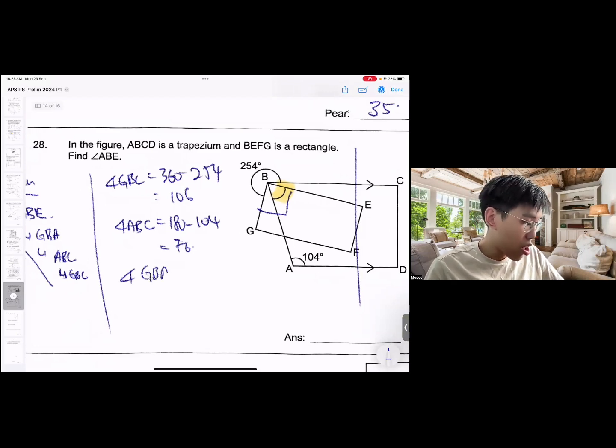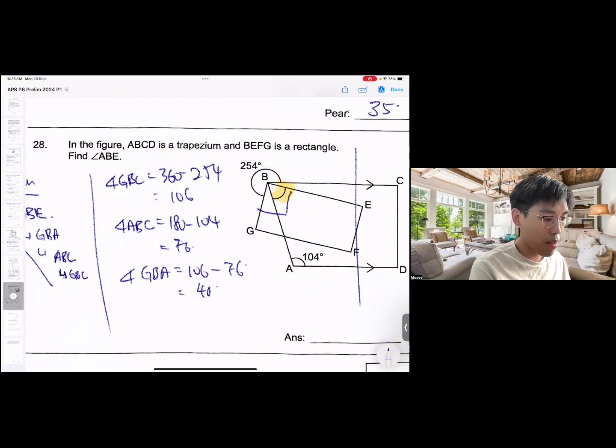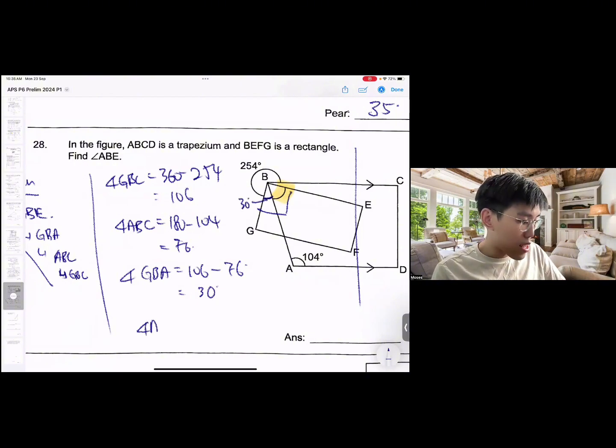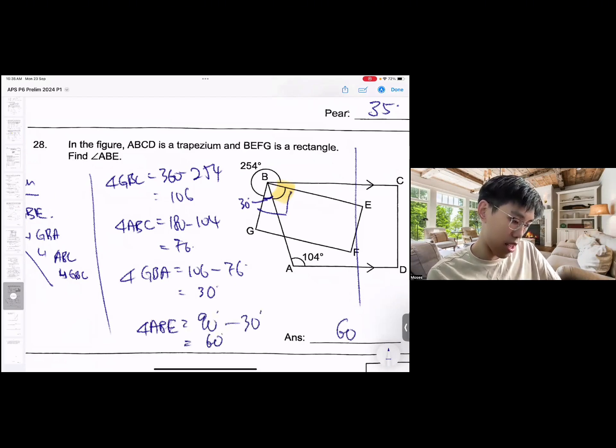Right? GBA will be how many? 106 minus 76, which is 40. No, sorry, 30. Okay, that means this little part here is 30. And then finally, I can find ABE, which is 90 minus 30 equals 60. Answer: 60.